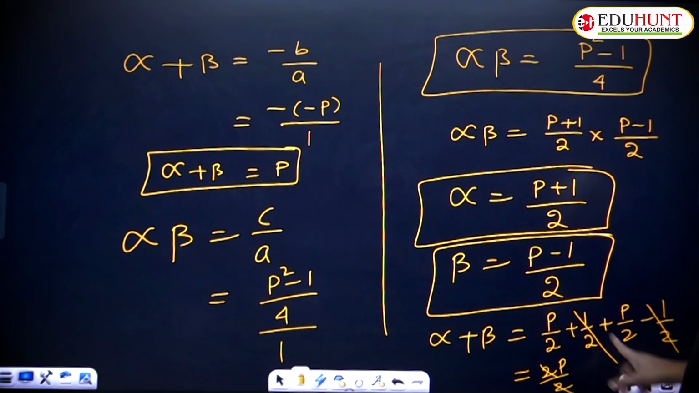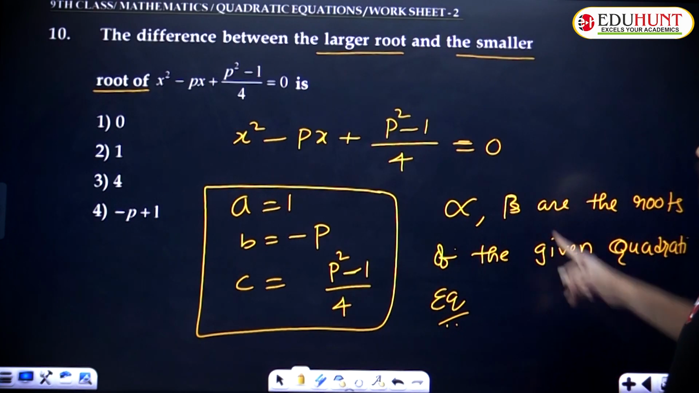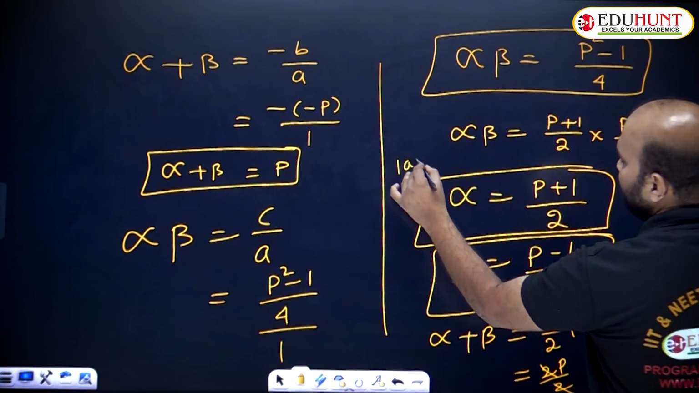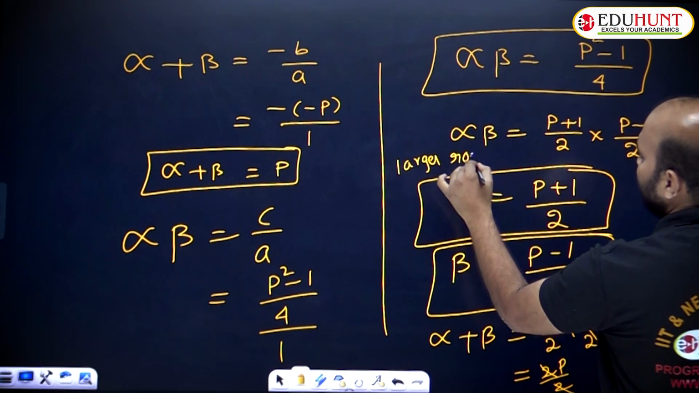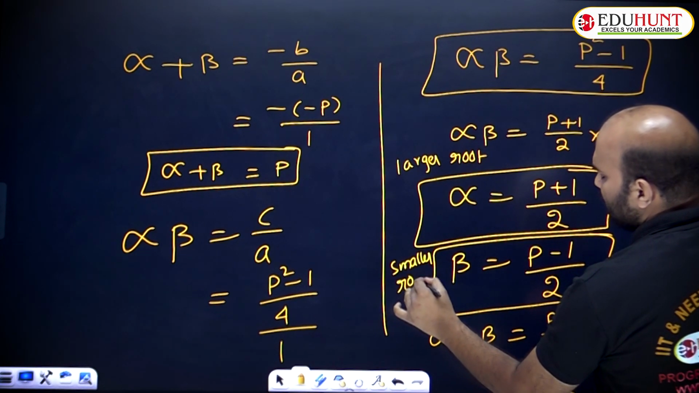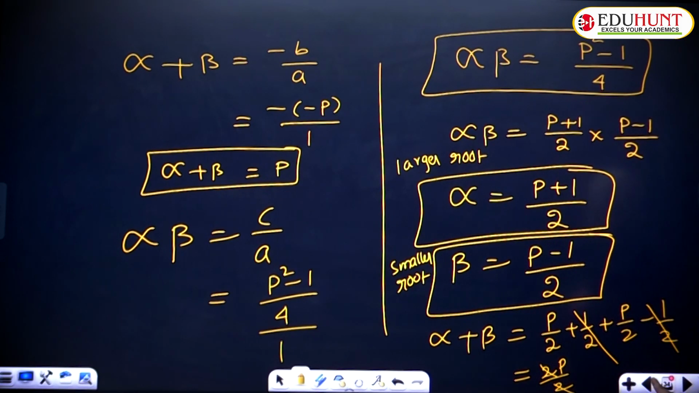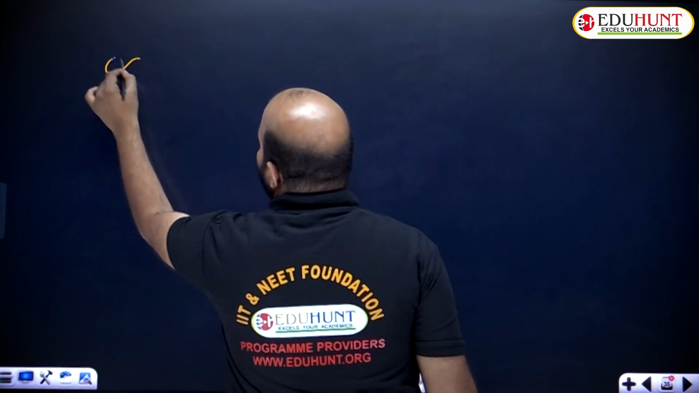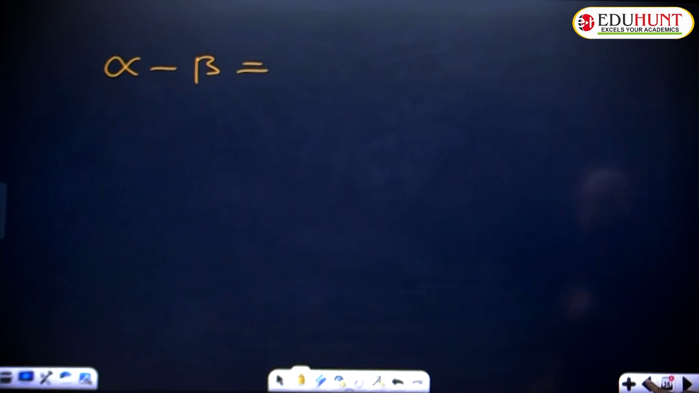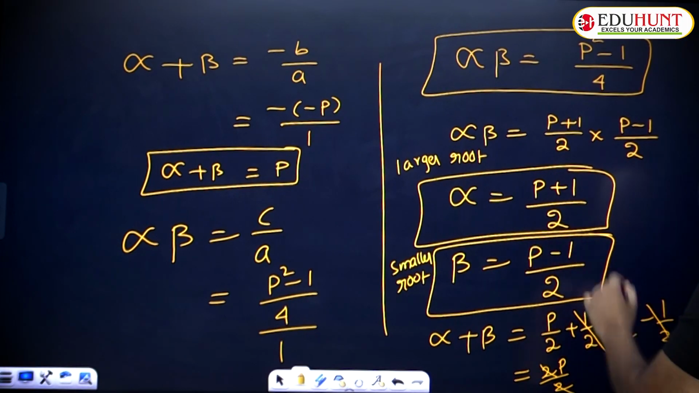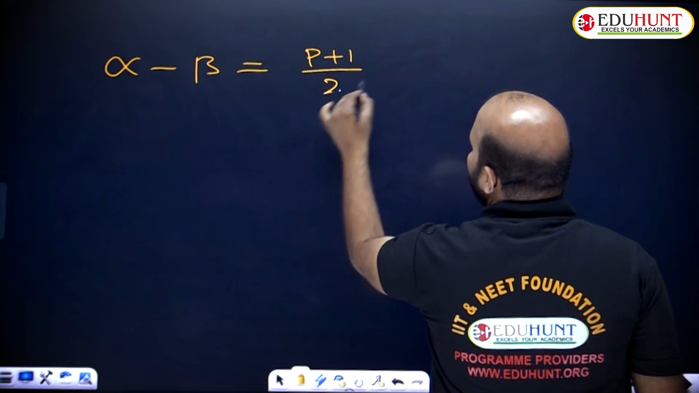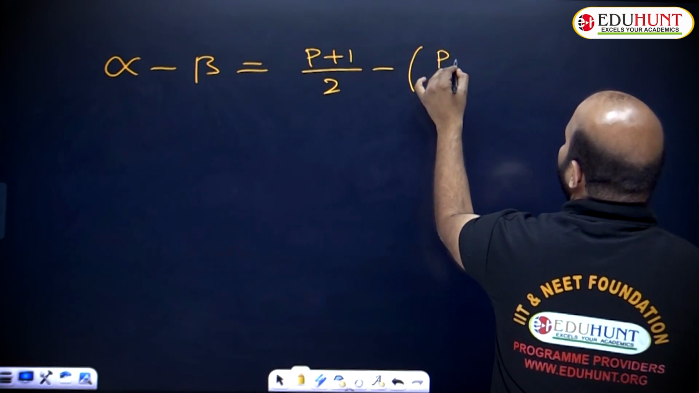But the question is asking the difference between the roots, the difference between the larger root and the smaller root. Here the larger root is alpha and the smaller root is beta. The difference is alpha minus beta. The alpha value is p + 1/2, and the beta value is p − 1/2, so we subtract it.